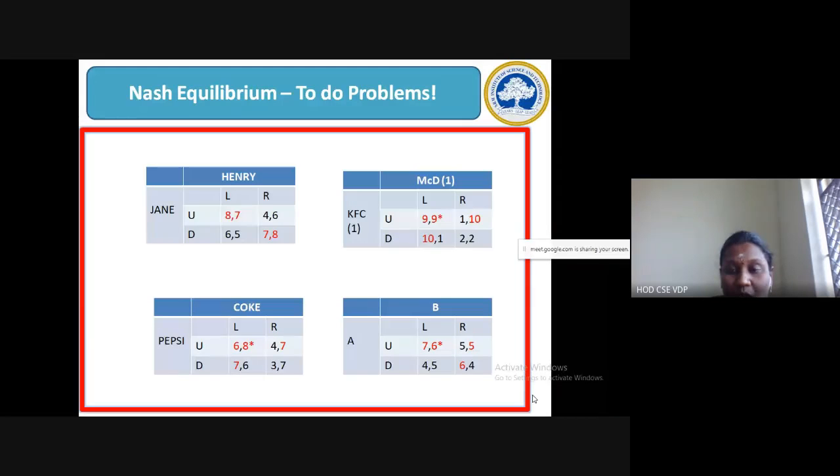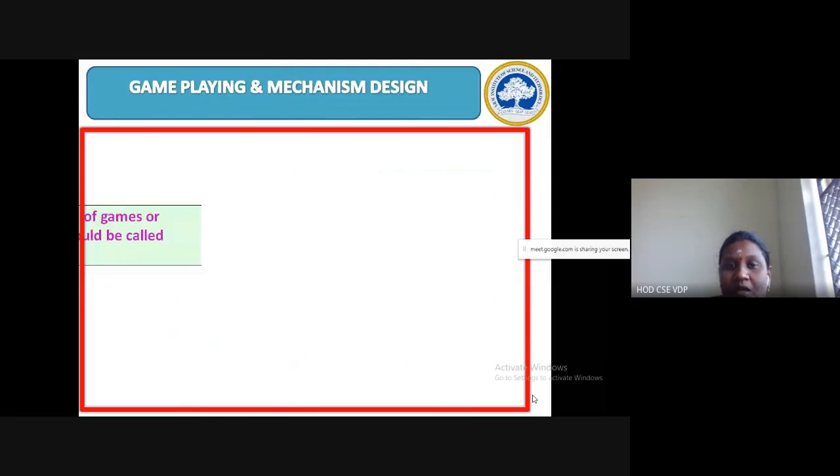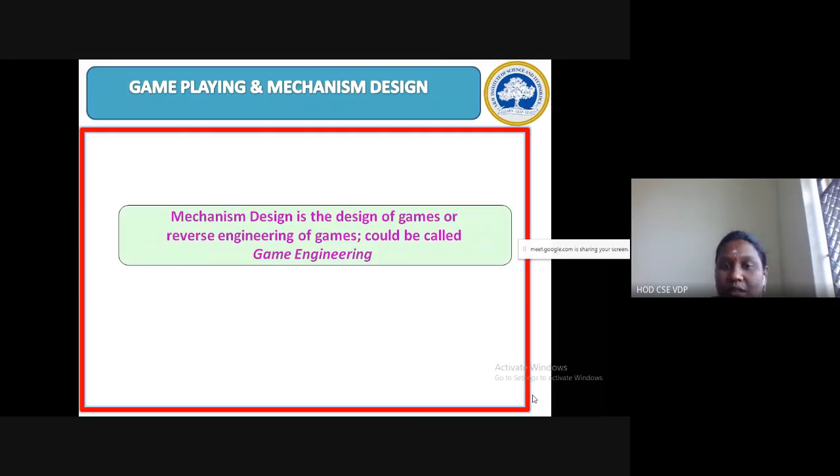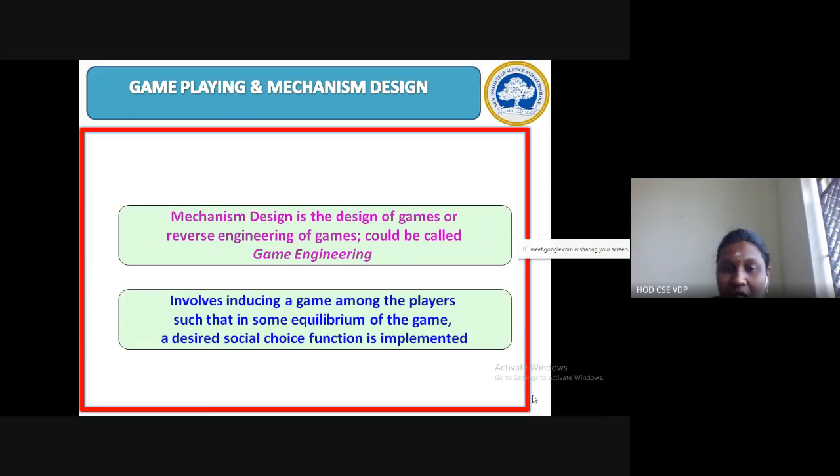Okay. So moving on to mechanism design. So this is a very important concept in game playing, right? So mechanism design is nothing but how do you design the game, or it's also called game engineering. Okay. So I'll give you a small example of how do you implement a social choice function, which means mechanism design.